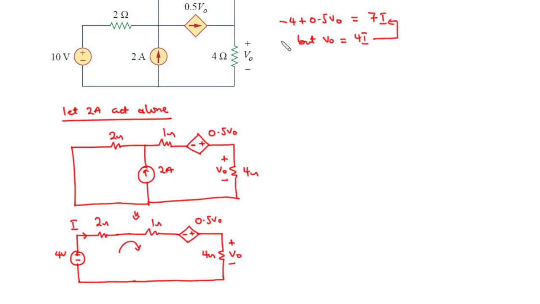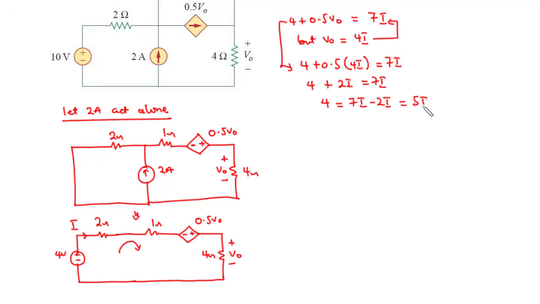So we are going to have 4 plus 0.5 V0, and then we have V0 to be 4I. So 4 plus 0.5 times 4I equals 7I. So this becomes 4 plus 2I equals 7I, and then we have 4 equals 7I minus 2I, that is equal to 5I. We divide through by 5. We have I equal to 0.8 amperes.